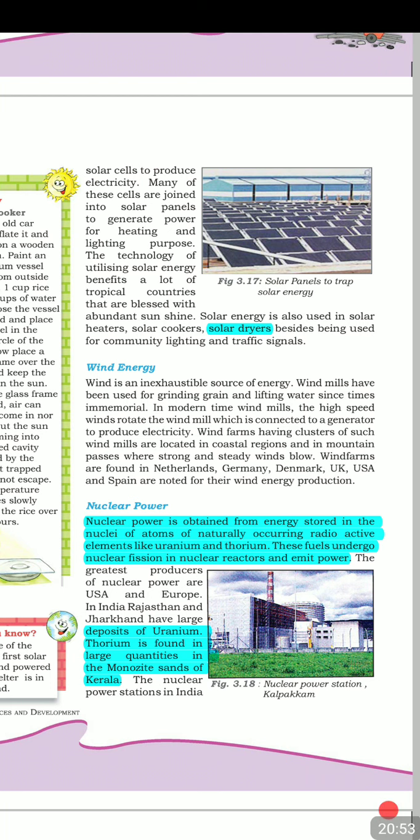So that was interesting about solar dryers, because normally when you put things out in the open and sun dry them, they tend to lose their color and texture. But solar dryers maintain the color when you are drying.